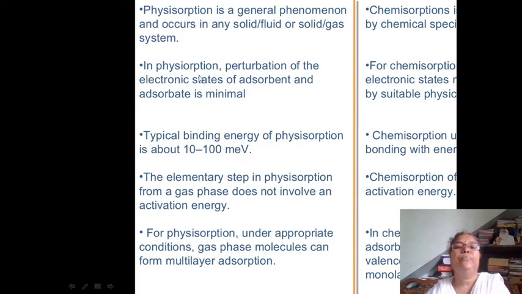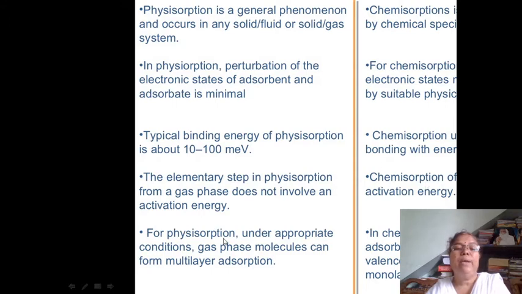Then another distinguishing point, physisorption is a general phenomenon and occurs in any solid or fluid or gas, solid gas systems. And chemisorption takes place either in solid liquid, gas solid, solid gas, whatever. Then in physisorption, perturbation of electronic states of adsorbent are minimal, and here the states are maximum. Then the typical binding energy of physisorption is about 10 to 100 mega electron volt, and in chemisorption the binding energy is about 100 mega electron volt.